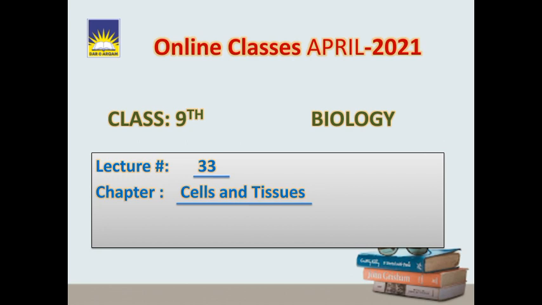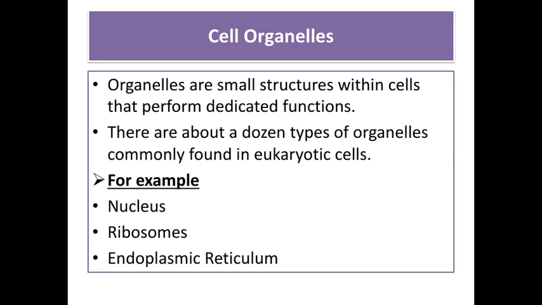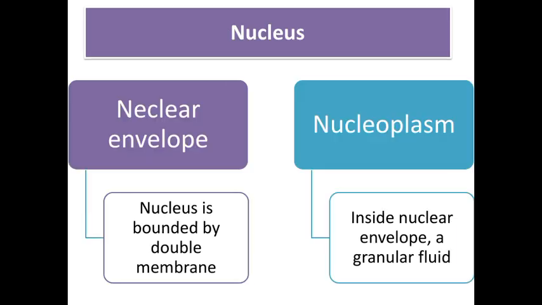And in cells and tissues we will study the subcellular structures that are known as cell organelles. The definition of organelles is that these are the small structures that are present within the cells and perform dedicated functions. There are about a dozen types of organelles that are commonly found in eukaryotic cells, for example, nucleus, ribosomes, endoplasmic reticulum, plastids, etc.